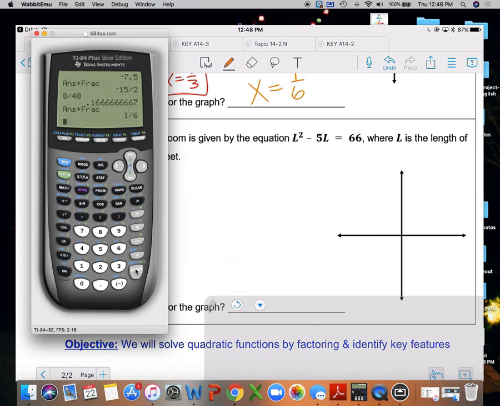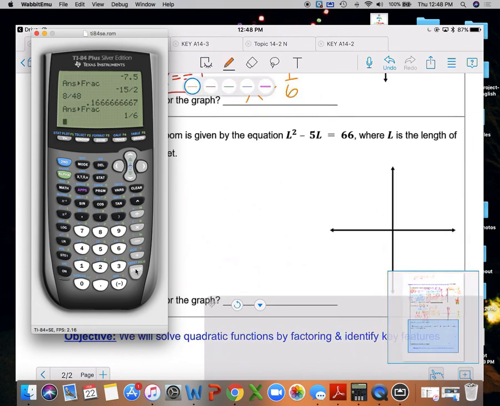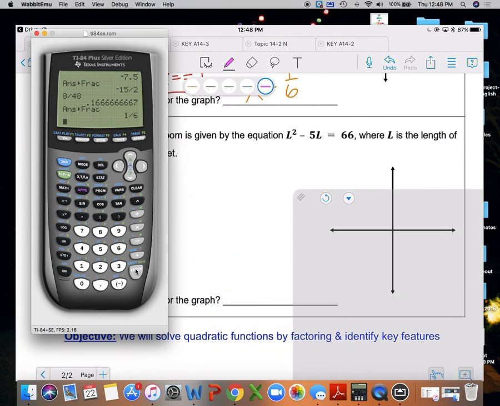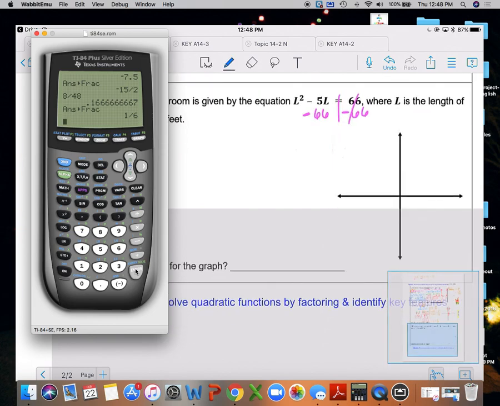So, last problem. Area of a rectangular room is given by the equation L squared minus 5L equals 66, where L is the length of the room. Find the length in feet. So the first thing I need to do is make an equals 0, so I will move 66 to the other side. So I will have L squared minus 5L minus 66 equals 0, because my 66s cancel.